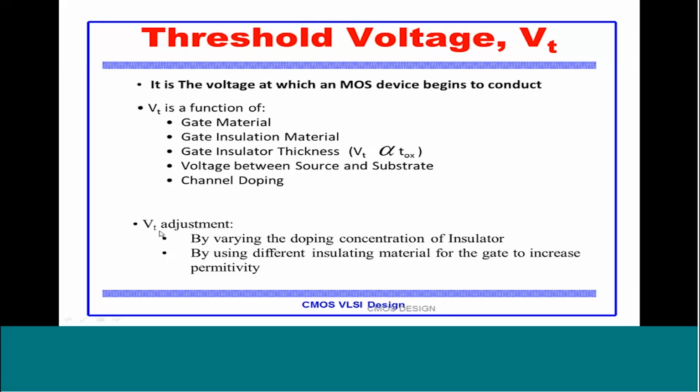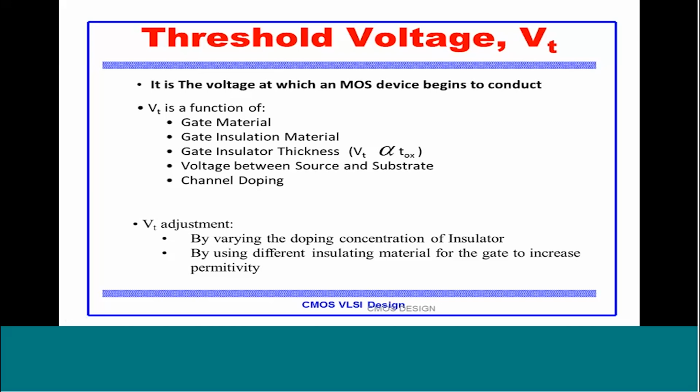Now for a particular technology, for a particular foundry, usually gate material, gate insulation material, and thickness would be constant. The top 3 would be constant for a particular technology, but still there will be devices on a particular chip, some of them will exhibit high VT, some of them will exhibit average VT, and some of them will exhibit lower VT. This is not by accident. Many times it is intentional to change the VT. How the VT is changed is by varying the doping concentration. This is the most popular way of tweaking the VT of a particular device.